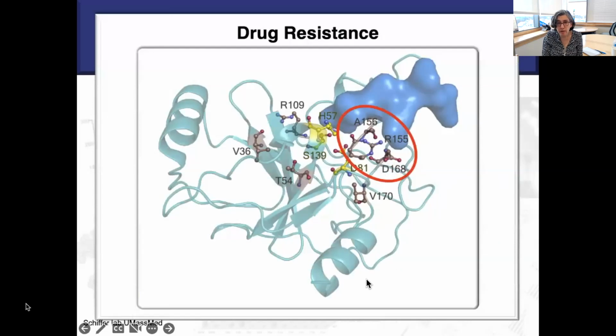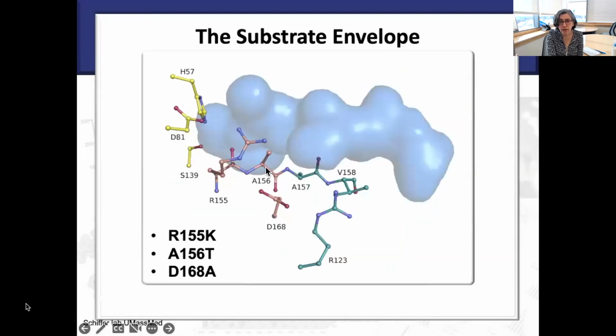When we look at drug resistance in hepatitis C protease, drug resistance clustered just outside the substrate envelope, where the most primary resistant mutations are circled here in red. And it's just like I showed you in the cartoon, just outside the substrate envelope. These resistant mutations are often single site mutations, and it's simple things like an arginine going to a lysine, an alanine going to a valine or threonine, or this aspartic acid going to an alanine.